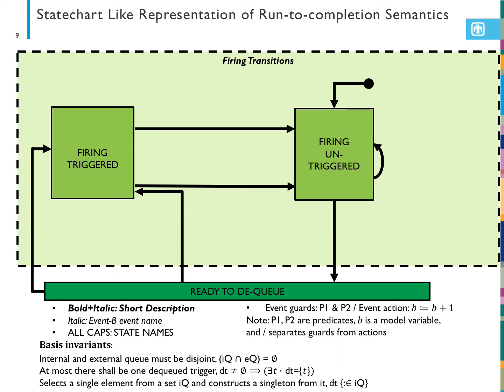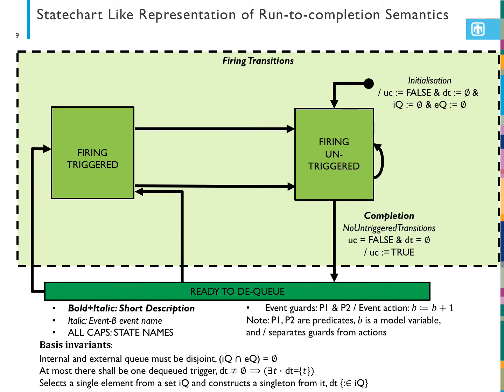This is a statechart-like representation of the run-to-completion semantics. At initialization, the run-to-completion flag is false. The internal and external trigger queues are both empty, and there is no trigger to be dequeued. The dequeued trigger is empty. Next, if no triggers and trigger transitions are enabled, we fire the completion event to set the completion flag to be true.